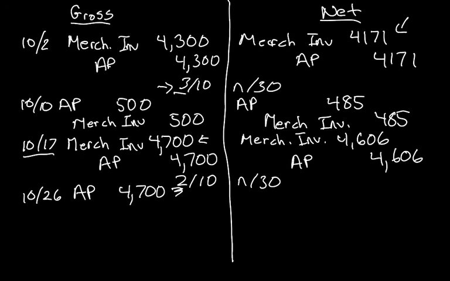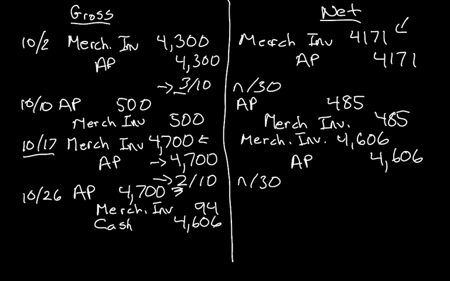Now, we're going to credit two accounts. The first account we're going to credit is the merchandise inventory account. Why are we crediting that? Because we did not account for the discount. Now we're taking the discount. We're going to credit it, the $94, to account for that discount. And we ended up paying the vendor $4,606. That is the amount initially owed minus the 2% discount.